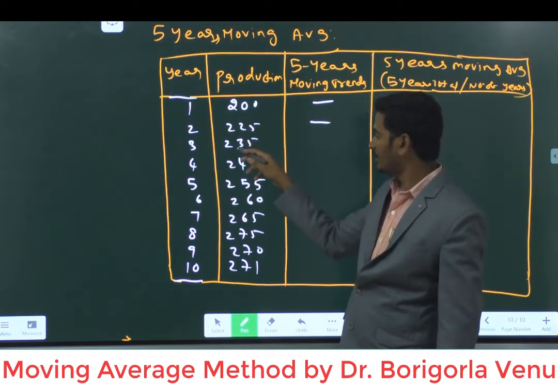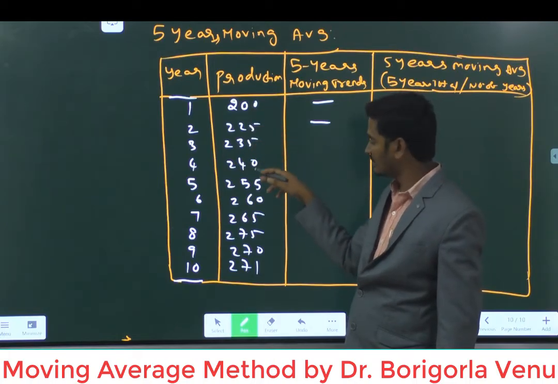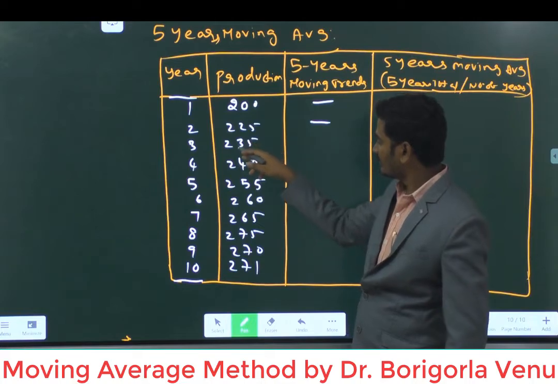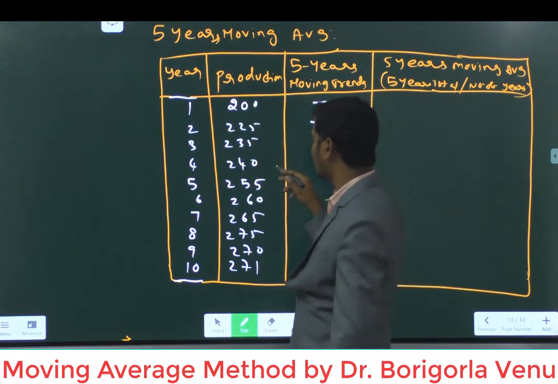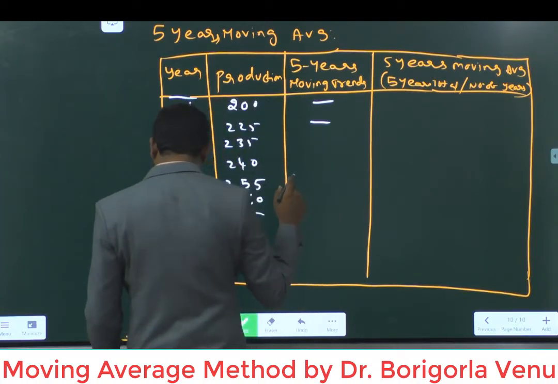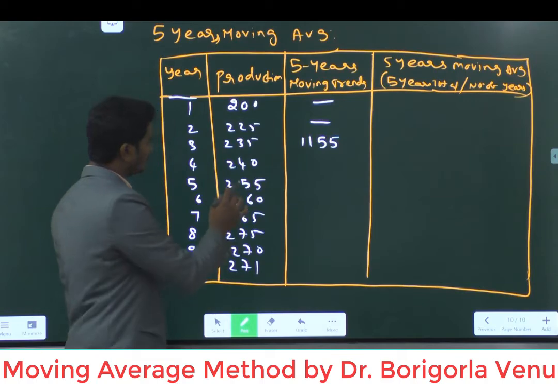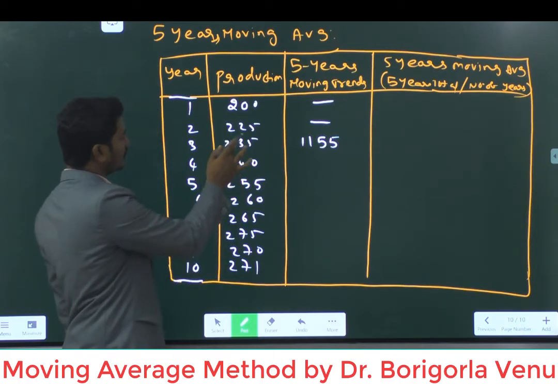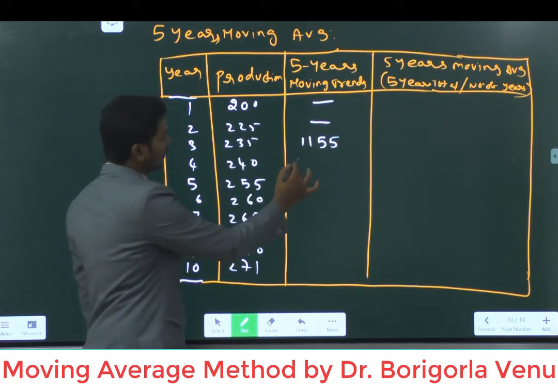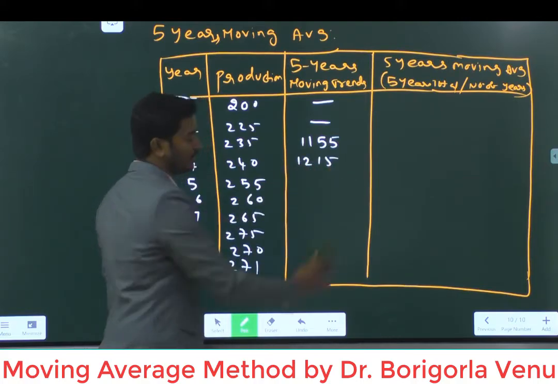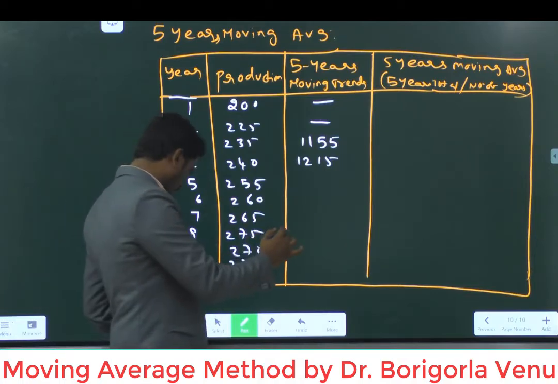Next coming to the third year, the value 235 is there. So previously we have the 2 years, then the next 2 years we are going to take. So that is 235, 225, 200, 240, 255. We take the sum, so the value is 1155. Next coming to this 240, here we are going to add 225, 235, 240, 255, 260. So here we get the value 1215. Like that we are going to take the remaining values. Here we get 1255.